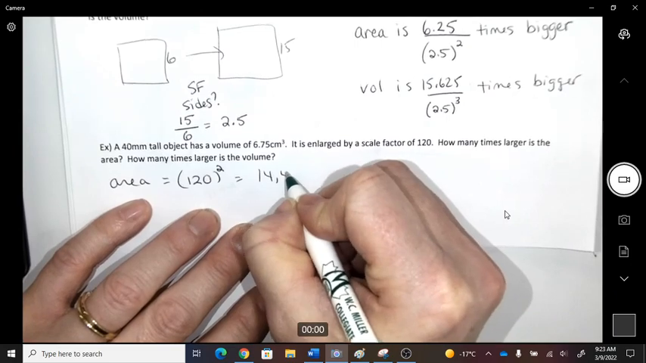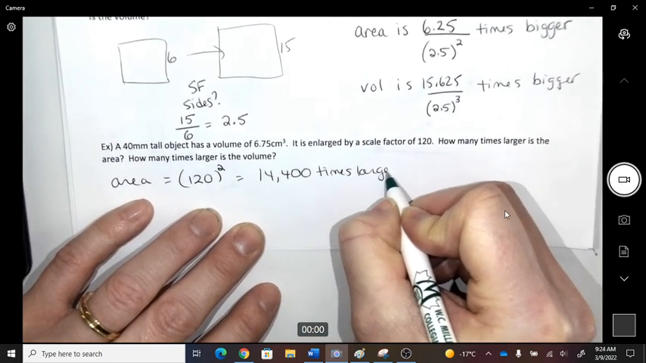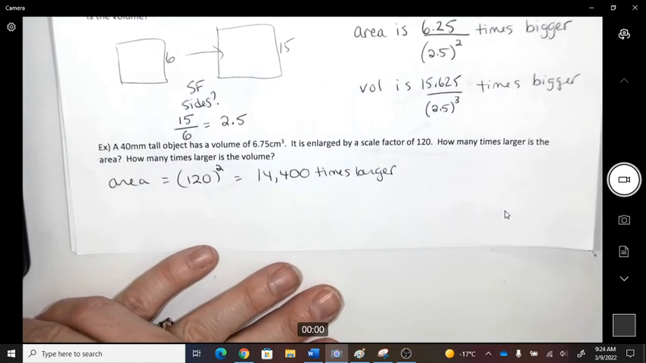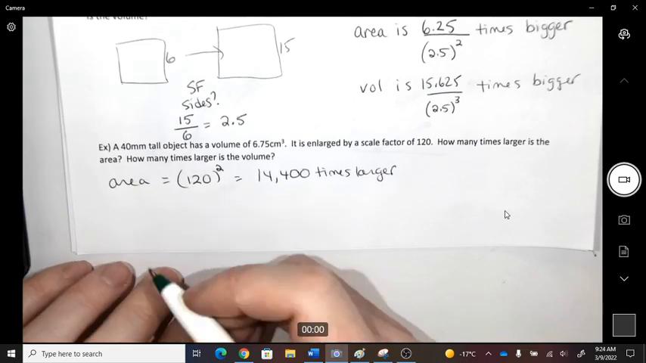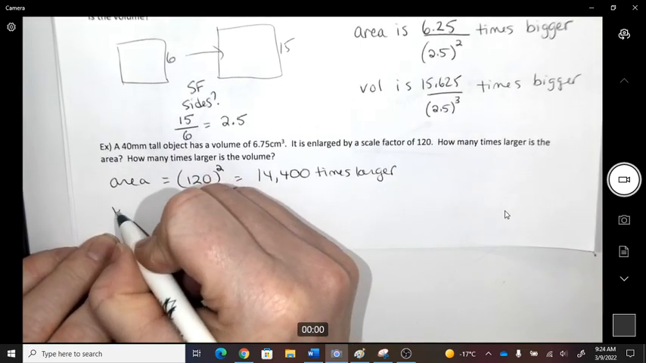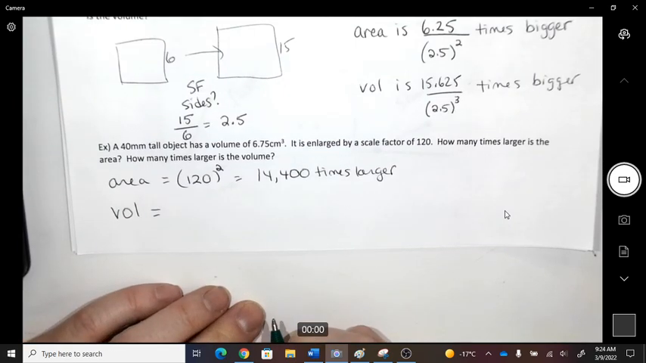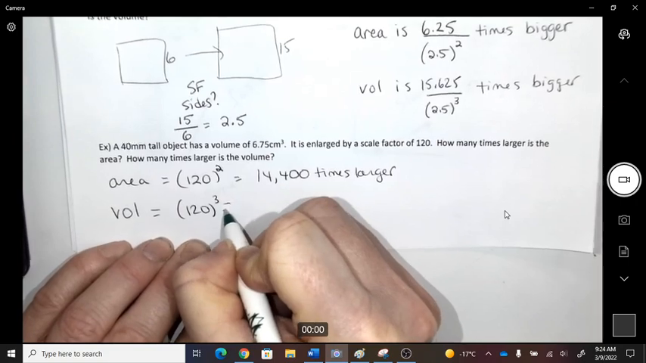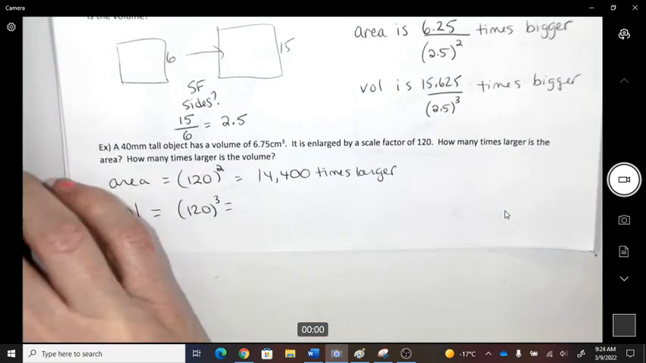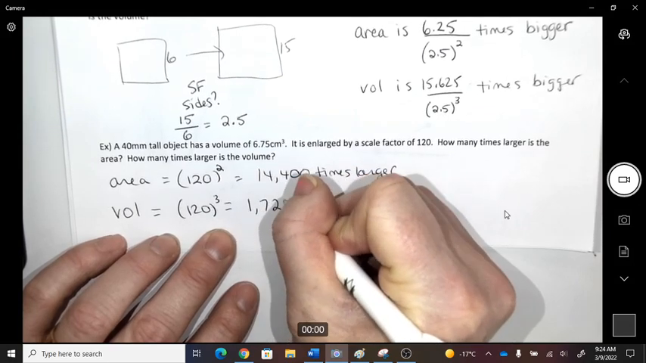So 14,400 times larger. The volume is going to be 120 cubed times bigger. So a big number, 1 million.